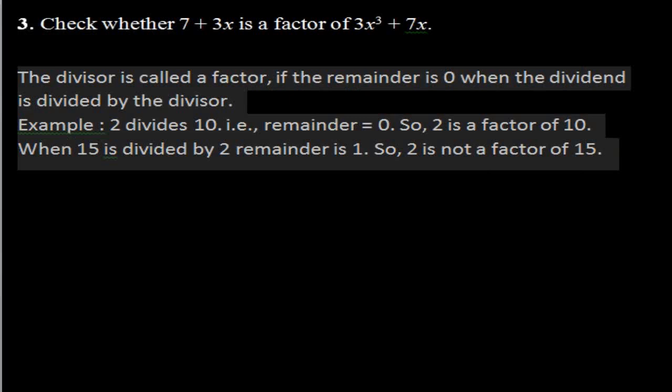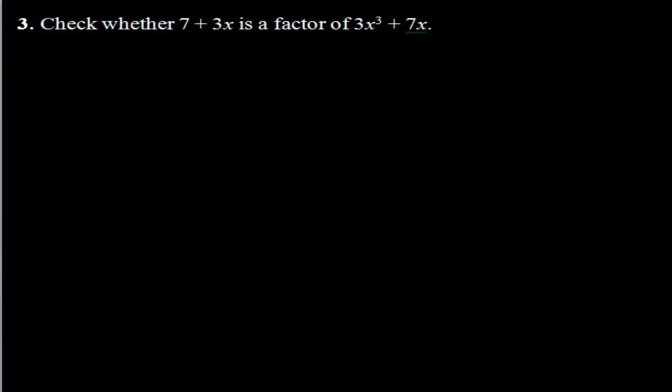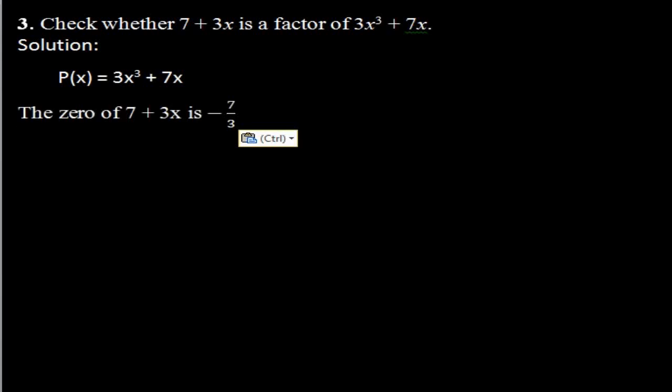So now let us do the problem. Continue with the problem. Now solution for this. Now let us take the polynomial p of x. So p of x is equal to 3x cube plus 7x. And what is the 0 for this problem? The 0 of 7 plus 3x is minus 7 by 3.